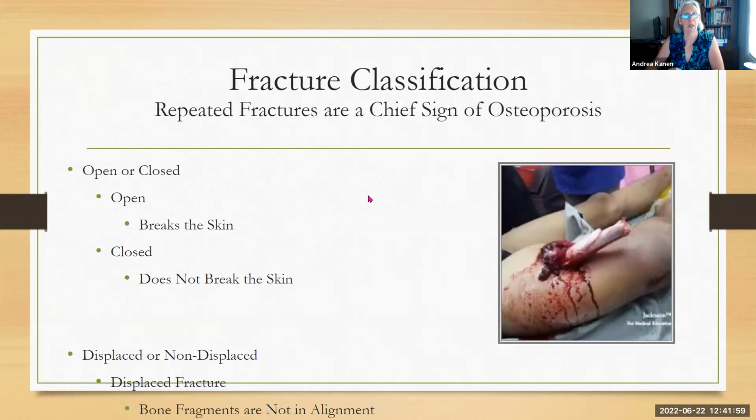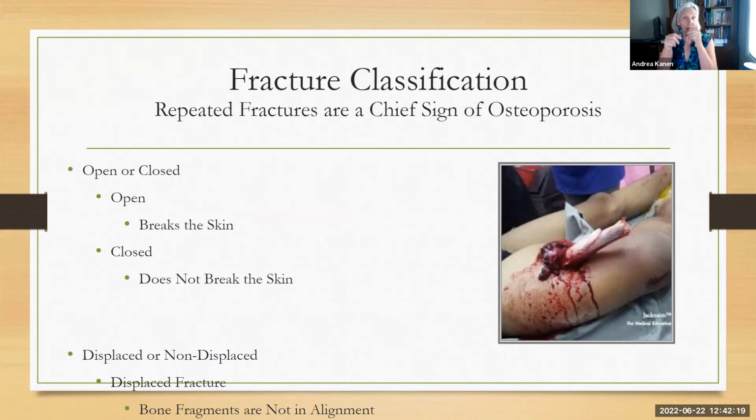All right, fractures. Oh, we need to talk about fractures, and you need to know the classifications of fractures. So open or closed is just what it sounds like. Open breaks the skin, closed does not. So what you're seeing on the picture is definitely an open fracture.